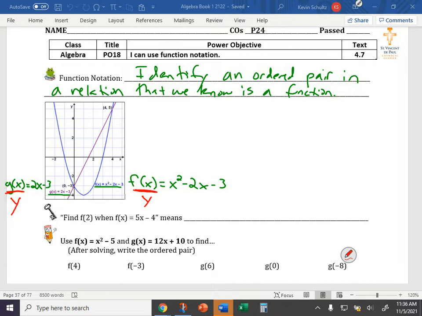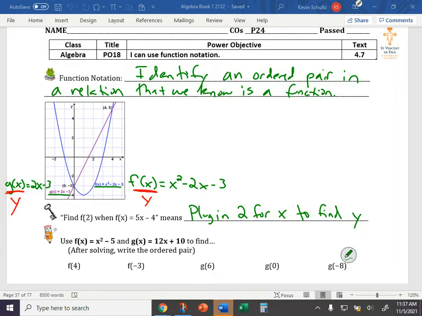How you'll use function notation to identify ordered pairs is you might hear the phrase find f of 2 when f of x equals 5x minus 4. Okay. Find f of 2 when f of x equals 5x minus 4. What that means is that you are going to plug in 2 for x to find y.